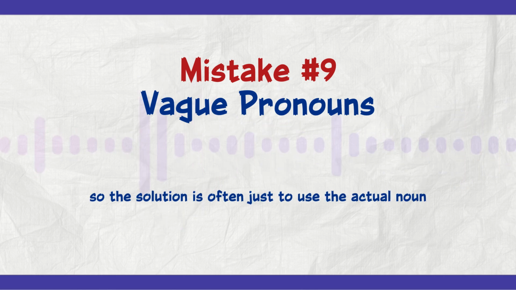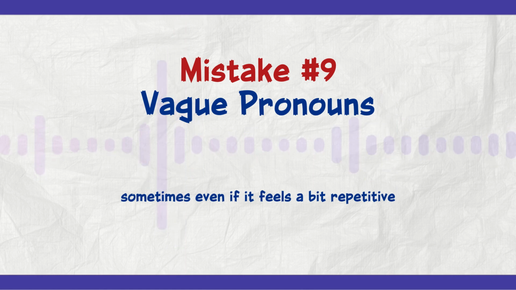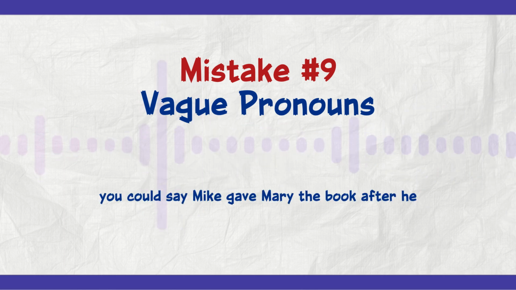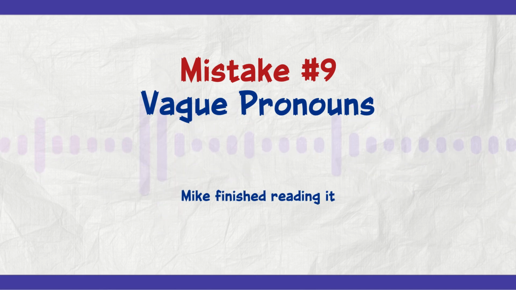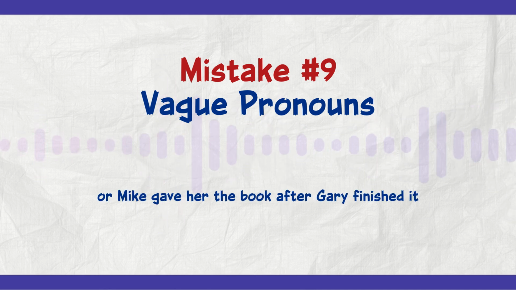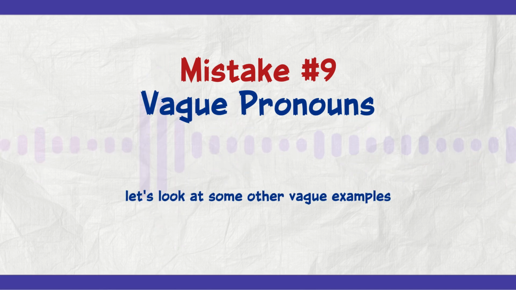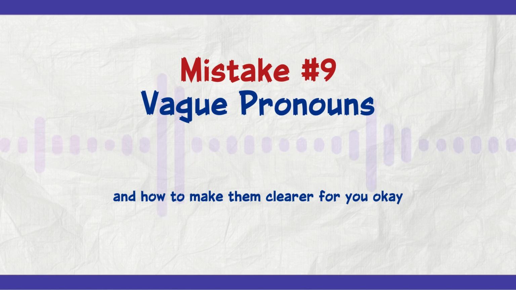So the solution is often just to use the actual noun sometimes, even if it feels a bit repetitive. Clarity is more important, definitely. So instead of that vague sentence, you could say, Mike gave Mary the book after he, Mike, finished reading it. Or Mike gave her the book after Gary finished it. You specify who did what. Okay, let's look at some other vague examples and how to make them clearer for you.